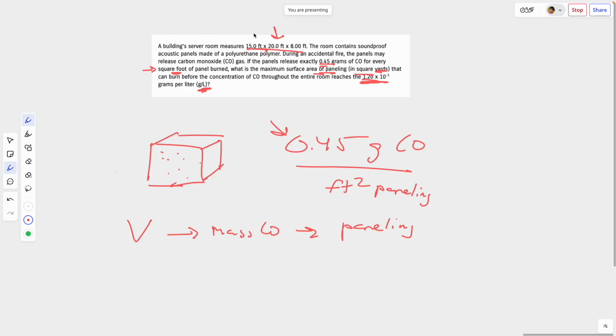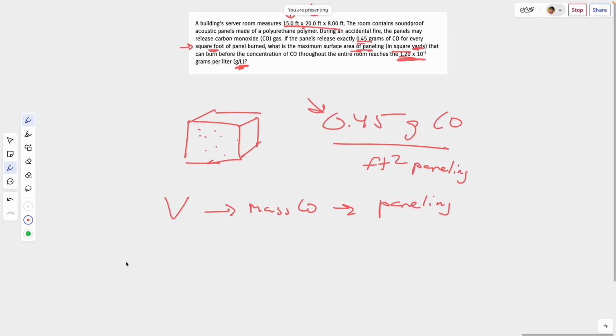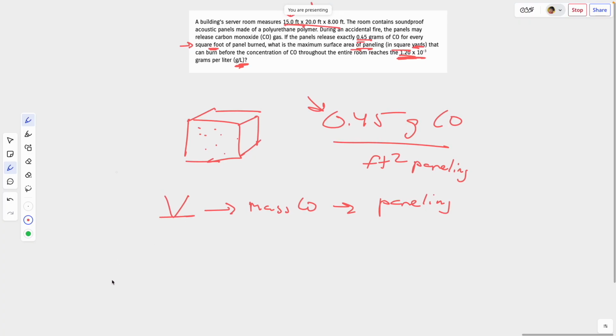Sorry, it's going to be helpful to start with this value over here. So first, our volume, right? That's going to be the first step. So we can just multiply all of the dimensions given, and we get a volume of 2,400 feet cubed.